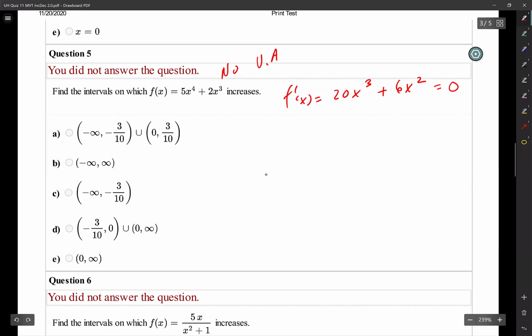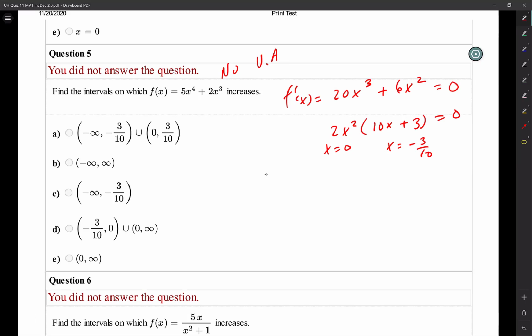Equal the derivative to 0. Factor out a 2x squared. That's 10x plus 3. You get two critical numbers: 0 and negative 3/10. Oh, it's going to be D. I don't like it.